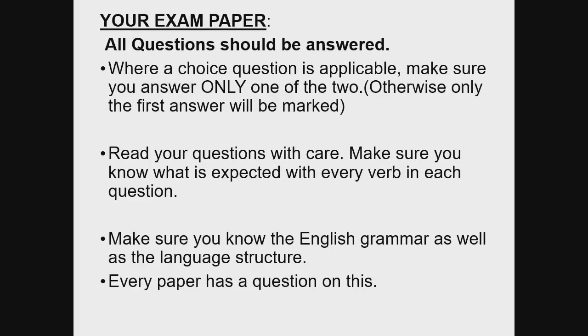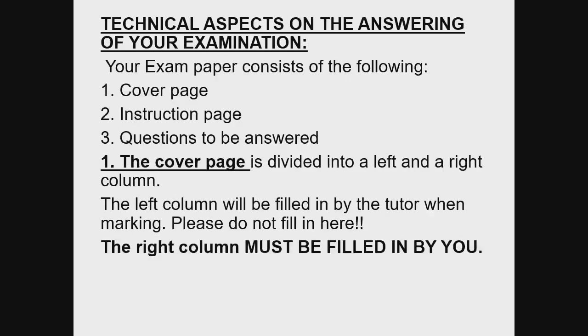Your exam paper, all questions should be answered. Where there is a choice question applicable, make sure you answer only one of the 2 questions. Otherwise, only the first answer will be marked. The choice question will usually be one for the DPP students and one for the DJP students. Read your questions with care. Make sure you know what is expected in every verb in each question. Make sure you know the English grammar as well as the language structure. Every paper has a question on this.